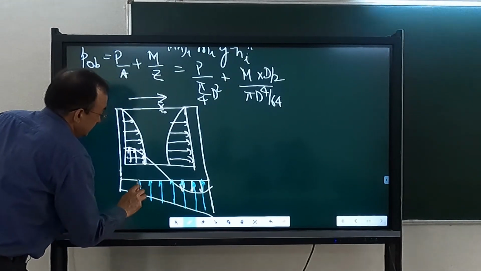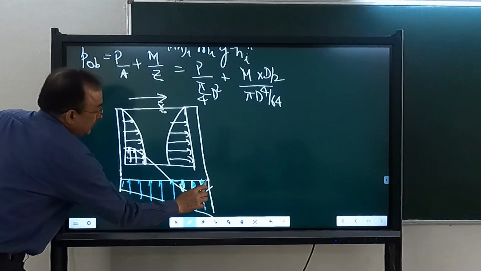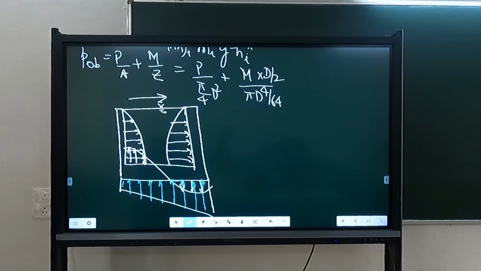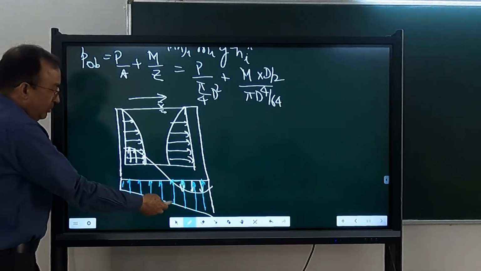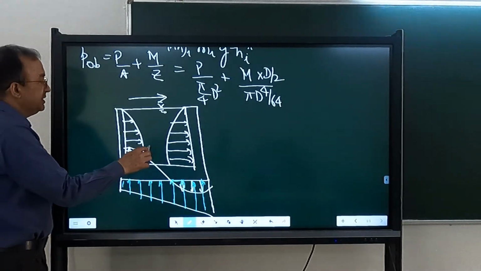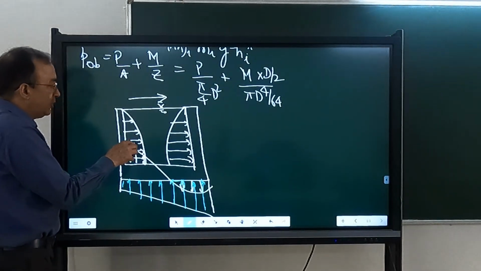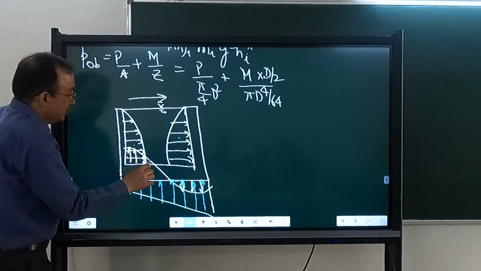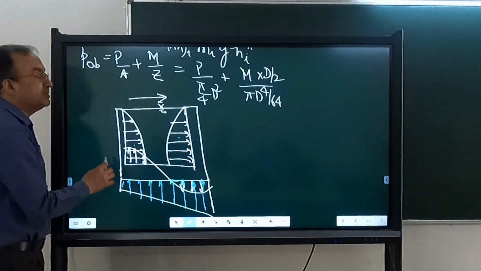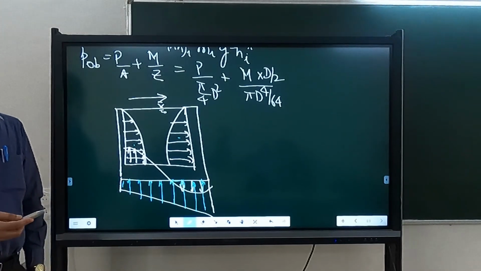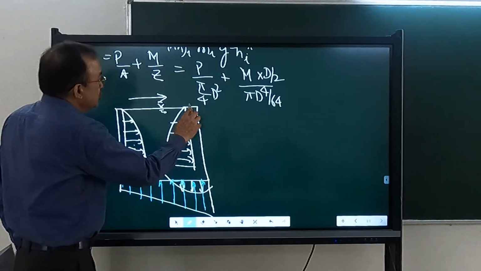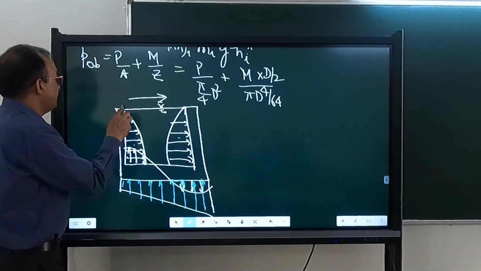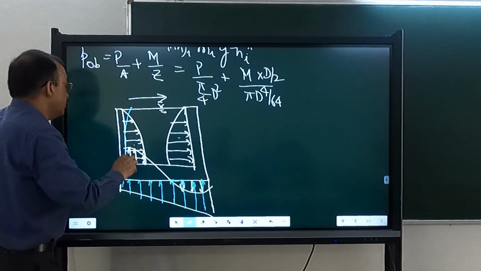Whereas at the top it is only this. So moment at the base, the pressure at the base will include effect of this wall pressure, as well as effect of the pressure acting at the top of the slab. All that together, because this will be transferred through this wall. This pressure will be transferred to this wall. So this wall will bend.